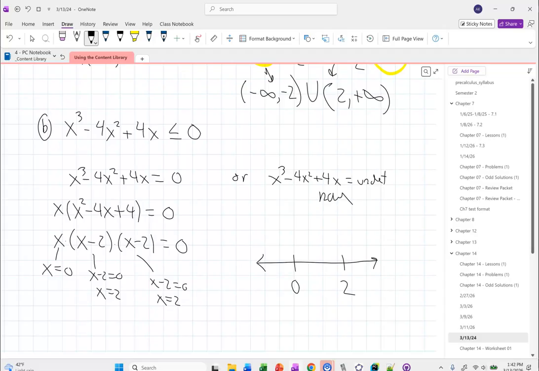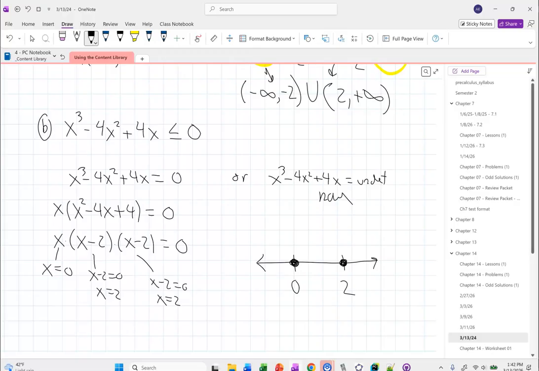Everybody happy? All right. If I plug 0 in for x, I get 0 up here. Is 0 less than or equal to 0? It's equal to, yes, right? So should I use an open or closed circle? Closed. When I plug 2 in up here, I get 0. Is 0 less than or equal to 0? Yes. Should I use closed for that one? Everybody so far so good?